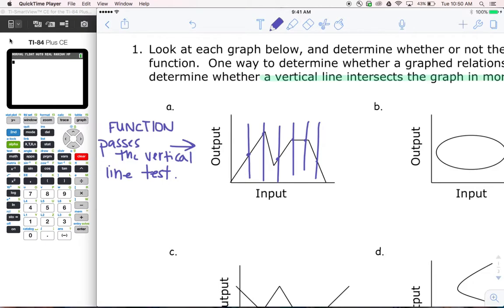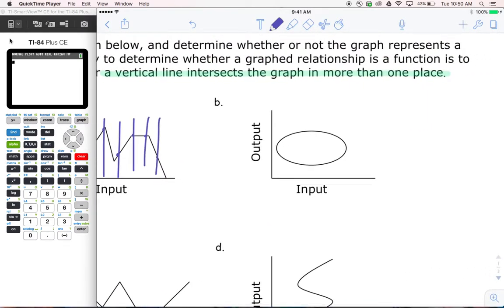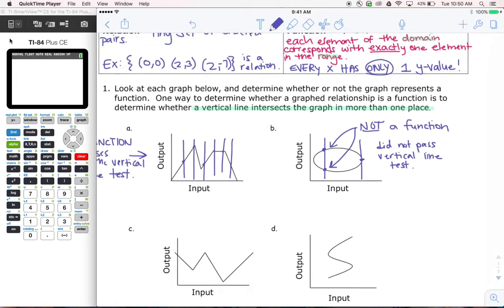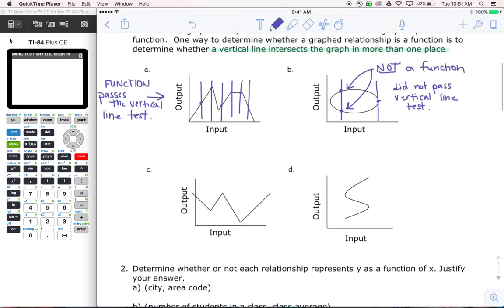But if we go over here to the right, on this graph, if I draw even a single line, it's touching twice. Now, it's true that I could maybe draw a line over here where it only touches once, but if it ever touches my graph in more than one place, we say this is not a function. It did not pass the vertical line test. I'm going to have y'all go ahead and do problems C and D over there to the right.